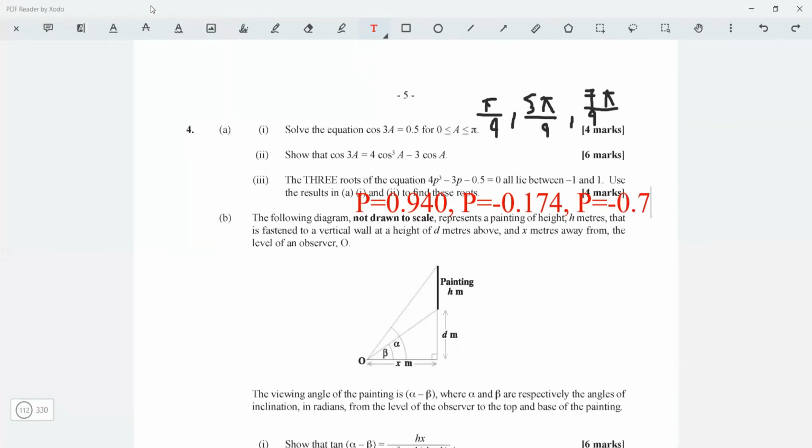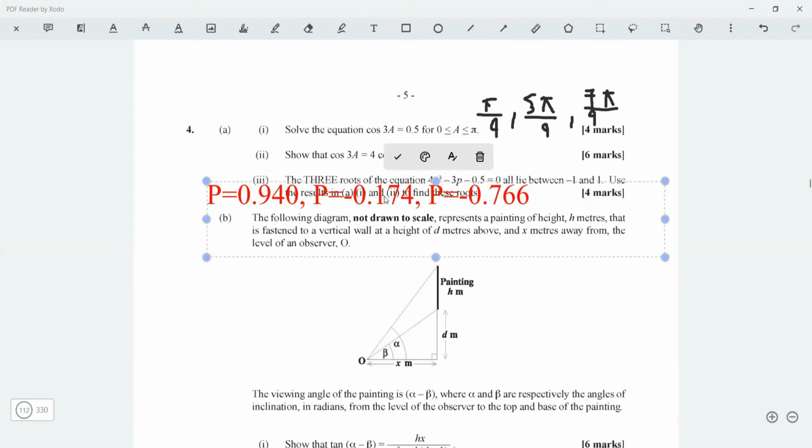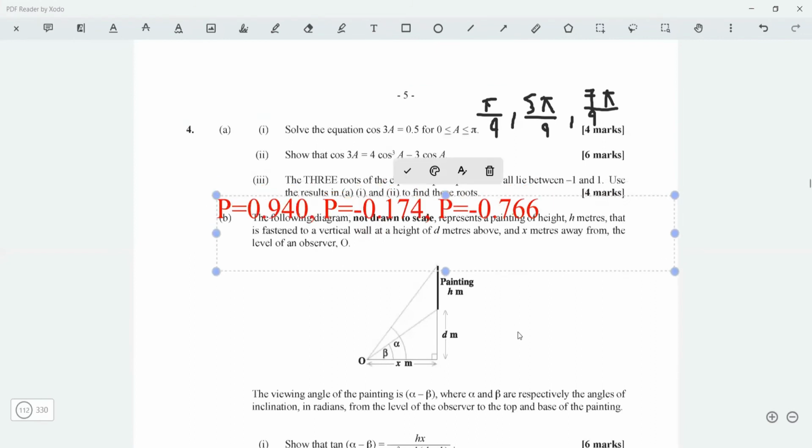But isn't the negative outside of the range? No, the negative is good. They want between -1 and 1. Oh, -1 and 1. Okay. Yeah, so that is good. These are the 3 answers they're supposed to get.